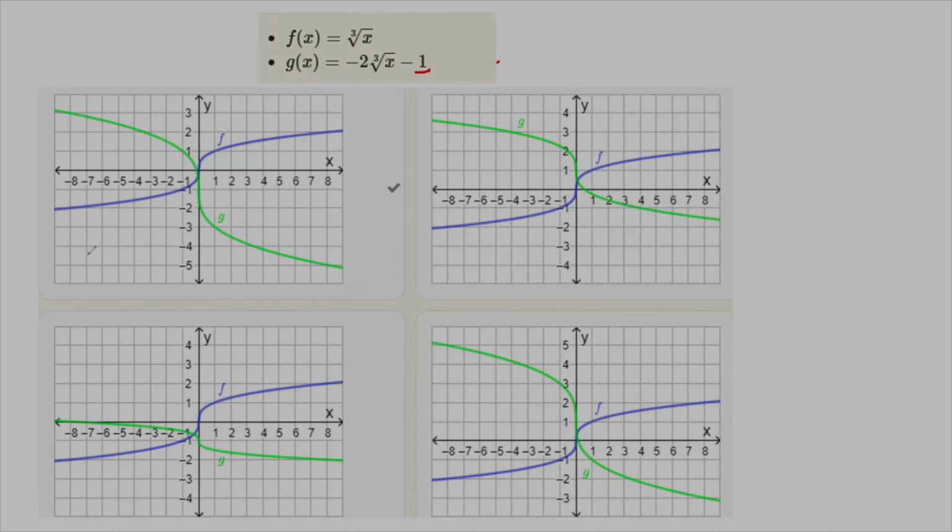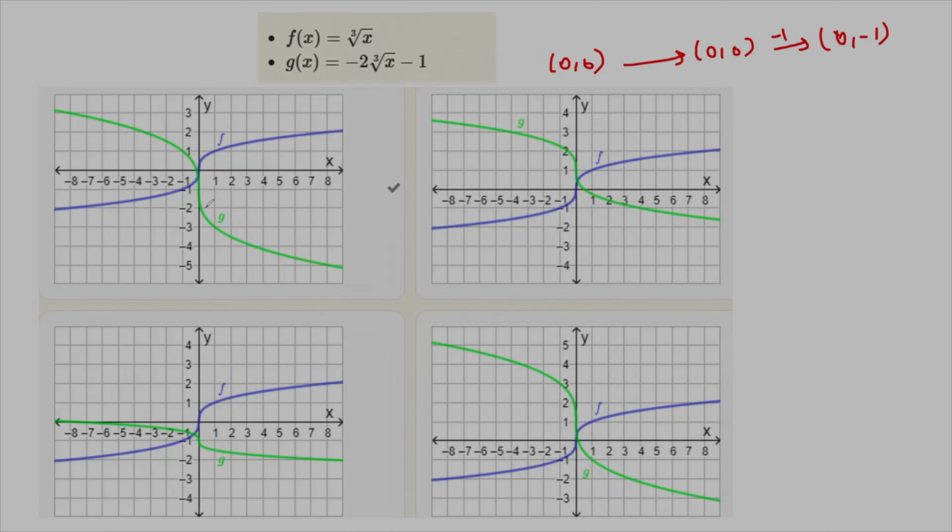So looking at this function, the function is first reflected over the x-axis. Okay, vertical reflection. And then it is multiplied by 2. So all the y coordinates are multiplied by 2. That means if my coordinate is 0, comma 0, the original coordinate, when I reflect it over the x-axis and multiply by 2, my coordinate will again be 0, comma 0. And then when I move it 1 down, it will be 0, comma negative 1. So my new center would be 0, comma negative 1.